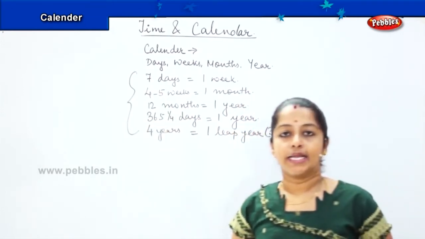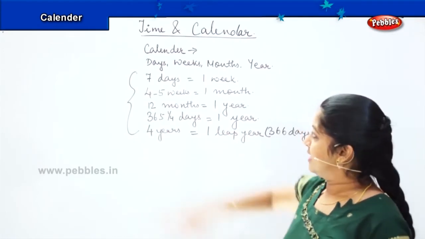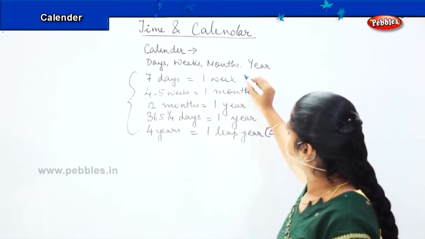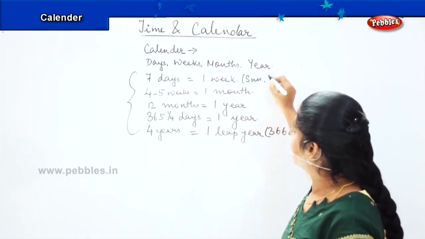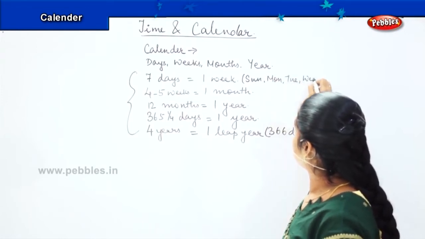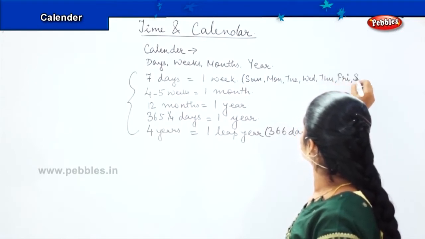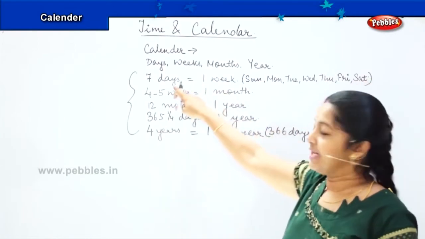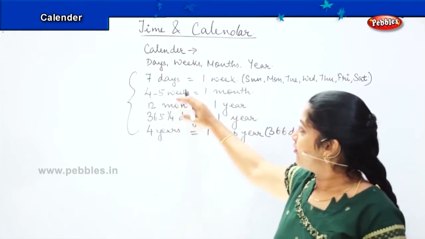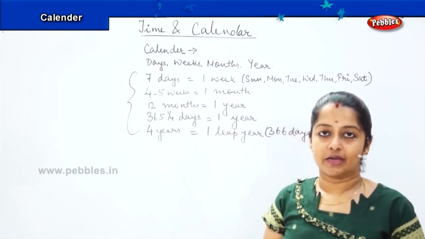We know that 1 day is equal to 24 hours, right? We studied that in time, right? So now 7 days make 1 week, starting from Sunday to Saturday. What are the days? Sunday, Monday, Tuesday, Wednesday, Thursday, Friday, and Saturday. So you have 7 days in a week, and 7 days make 1 week, right? 4 to 5 weeks make 1 month. So if you see in a calendar, you have 4 to 5 weeks coming in, right?